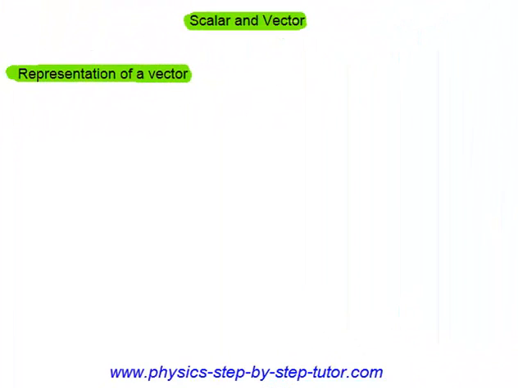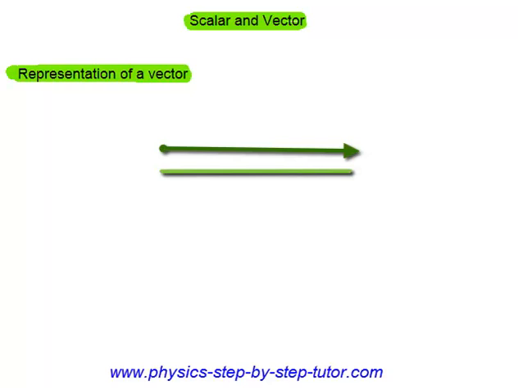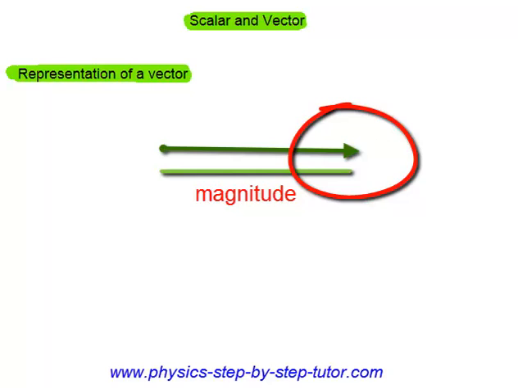Now let us look at how a vector is represented. So we look at representation of a vector. A vector is represented on a sketch using a line segment with an arrowhead. The length of the line segment represents the magnitude of the vector, while the arrowhead represents the direction of the vector. So two vectors are the same if they have equal magnitude and act in the same direction.